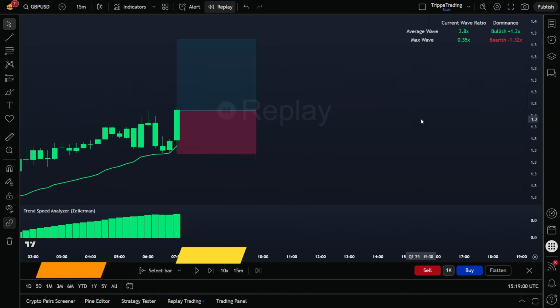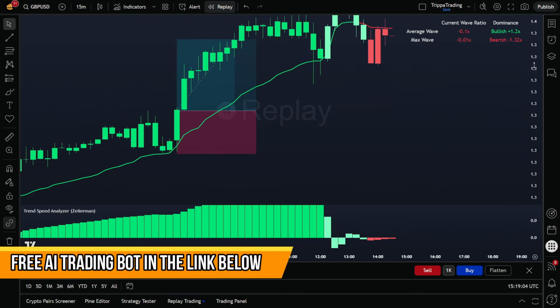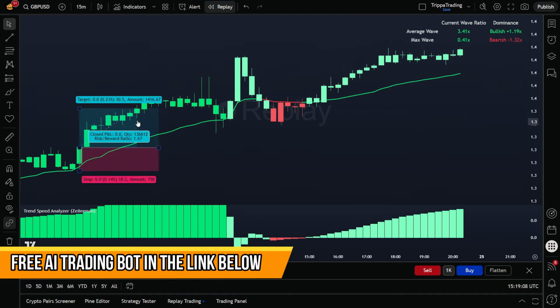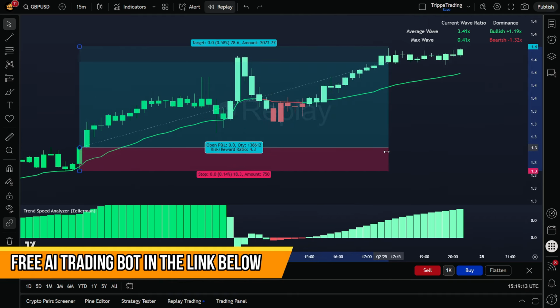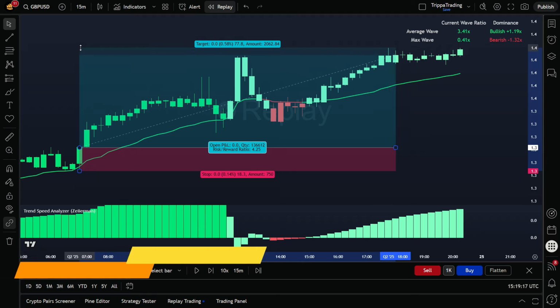This is one way to use this indicator. There are other methods and ways also, and you can also combine it with other indicators to get even better and filtered results.